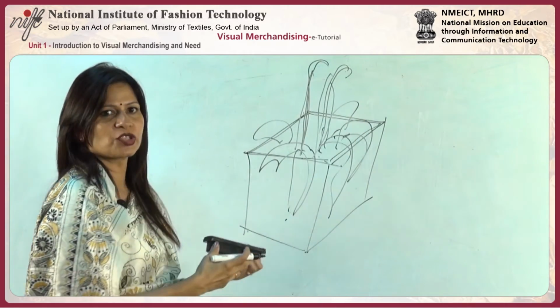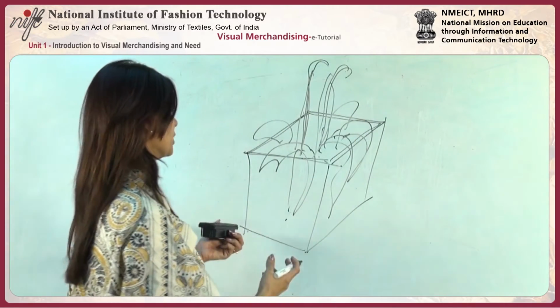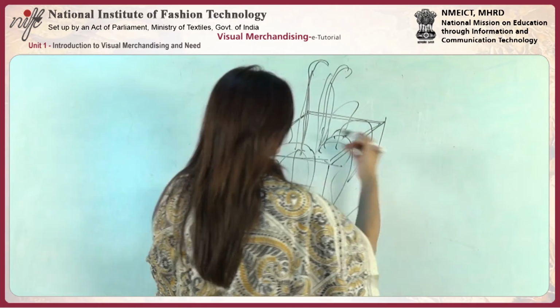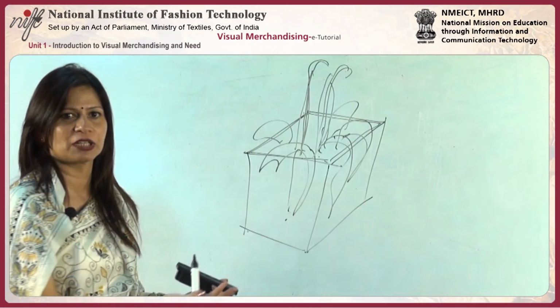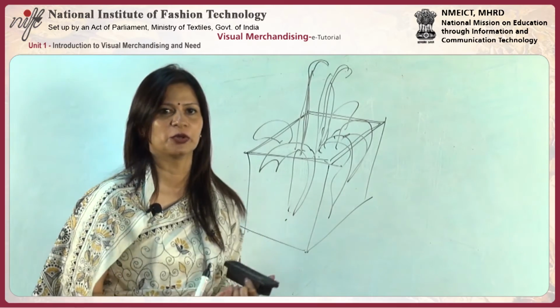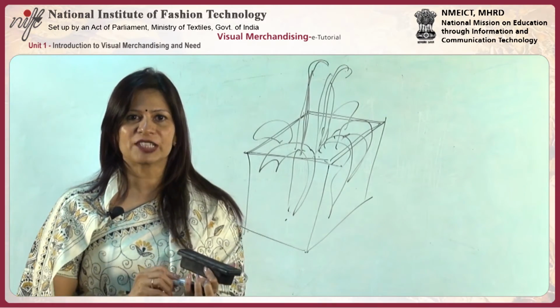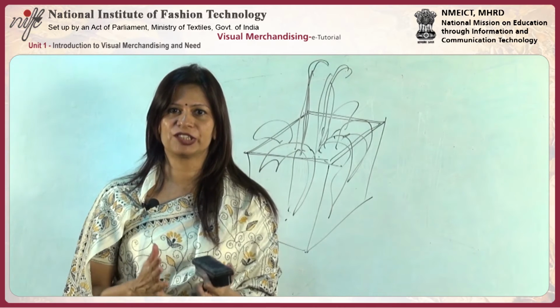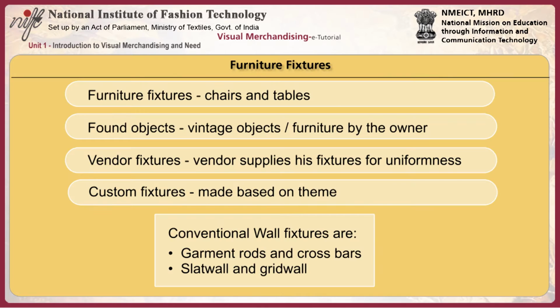Bins are normally used when there are discounts going on. And the cubes are something what I had shown in the previous sketch of the gondolas. They look the same as the gondolas. The next type are furniture fixtures. Now what are furniture fixtures? They are the chairs and the tables that are present in the store.